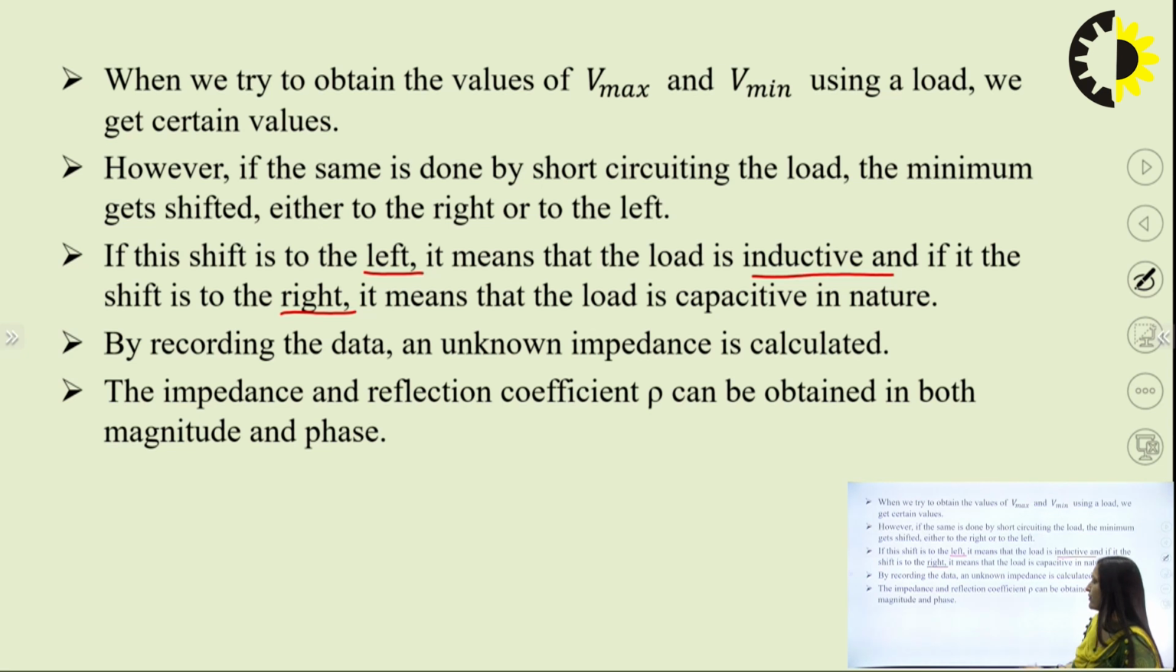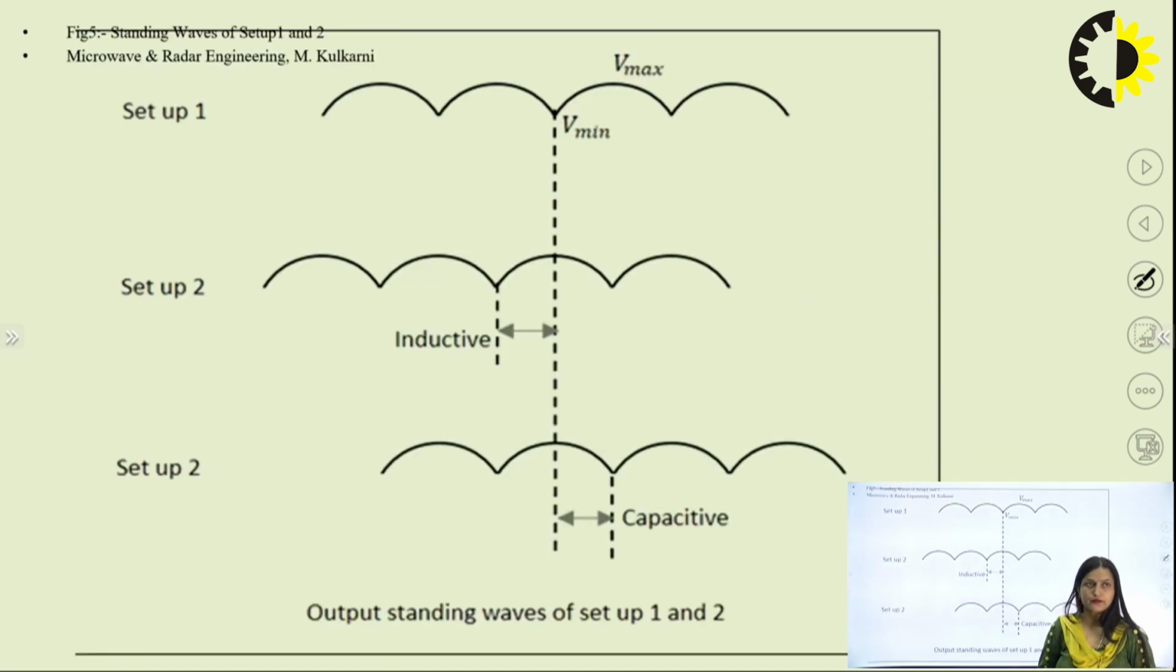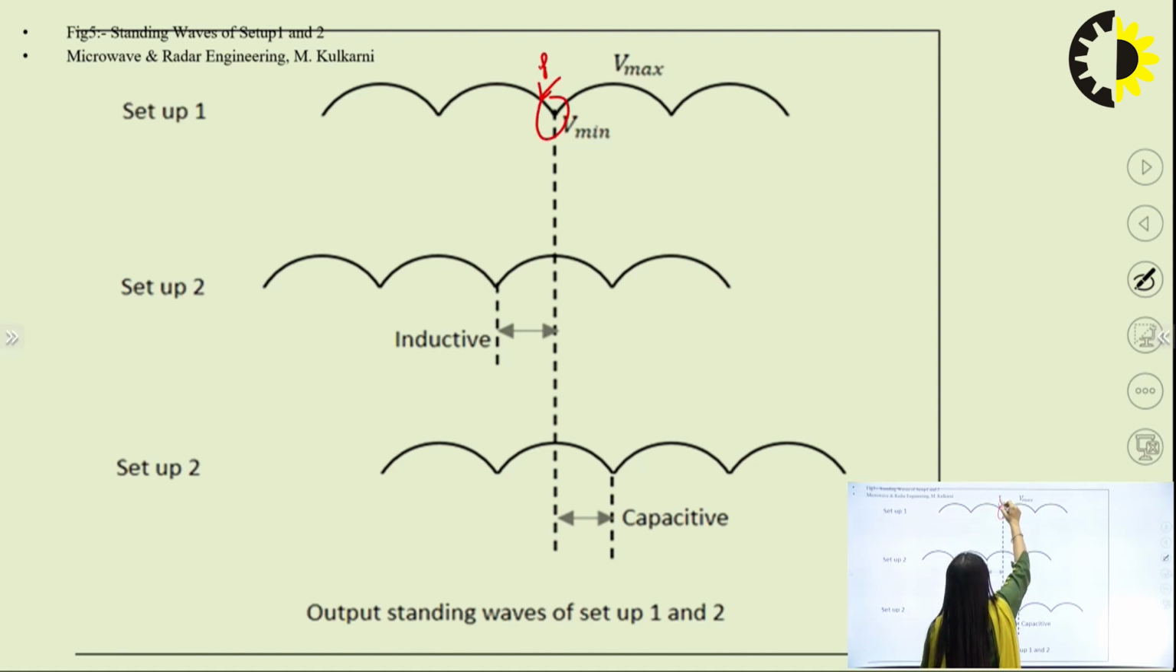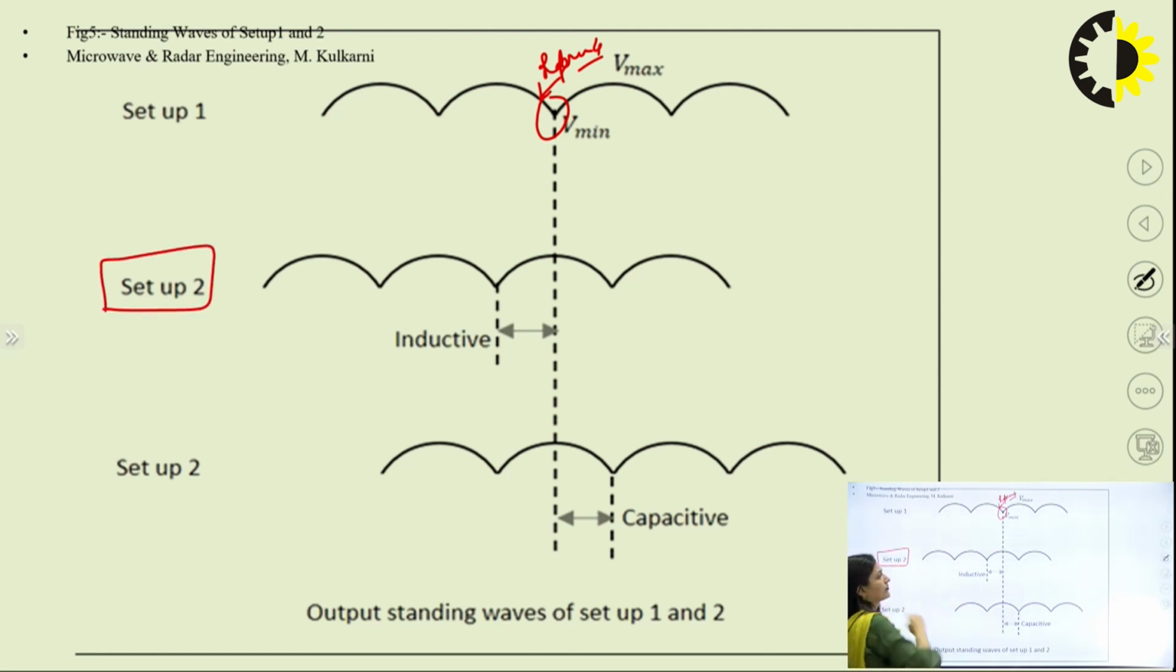So impedance and reflection coefficient rho can be obtained in both magnitude and phase. From here we can find the formula for rho in terms of magnitude and phase. See here, in setup 1 we have calculated one waveform at the output device and taken this as a reference. We can take any reference point; here we have taken V minimum as the reference. After that we use setup 2, where we have replaced the unknown load and connected a short termination. Now let us see what will happen.